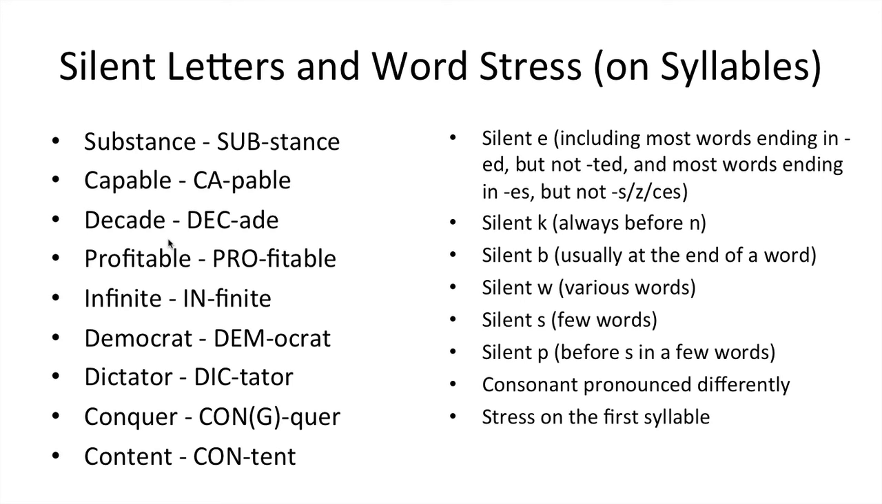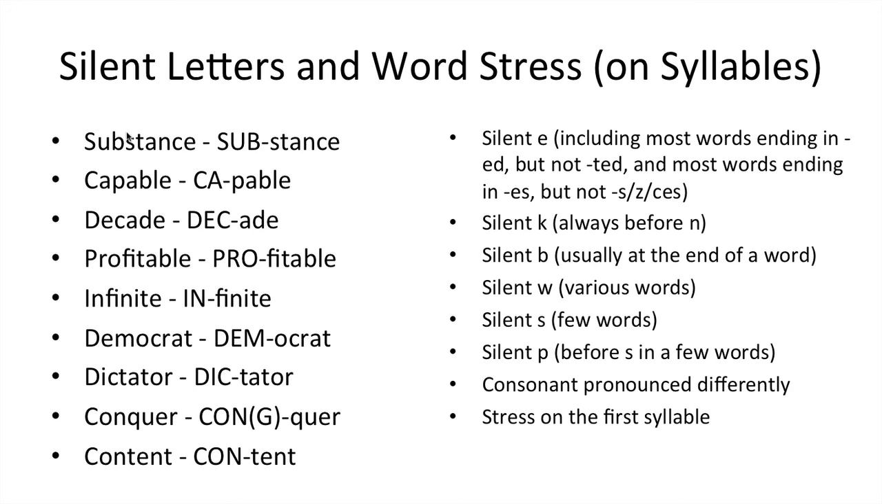Phase. And a little bit on word stress here. Substance. See, I stress sub and then just casually add stance. Substance, not substance. And capable, not capable, right? Capable. Decade. Profitable. Infinite. Democrat. Dictator. Conquer. And content. So all of these words, the first syllable.